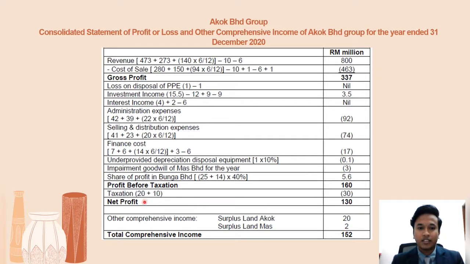For the taxation, there are no adjustments. We will get 30 million. 160 minus 30, we will get a net profit of 130 million. After that, there is other comprehensive income. There is surplus of lands of AFIQAH and MAS amounting to 20 and 2 million respectively. And the total comprehensive income is 152 million ringgit.